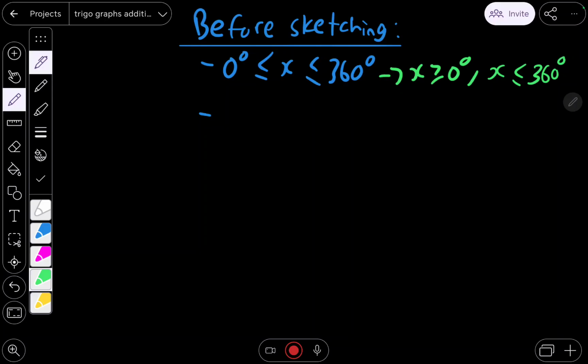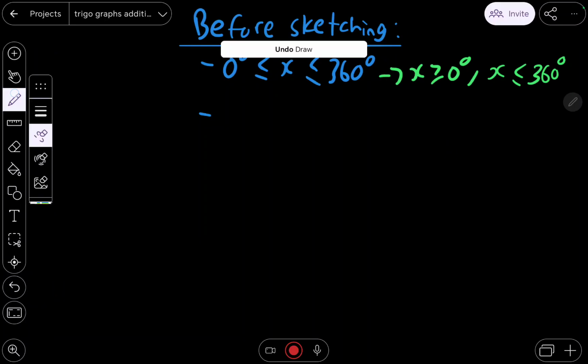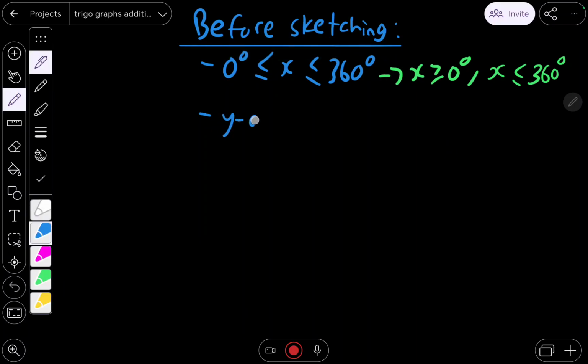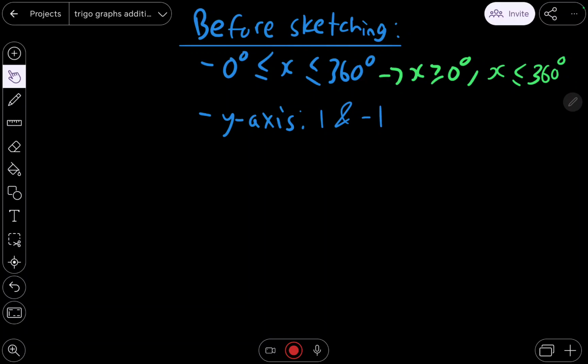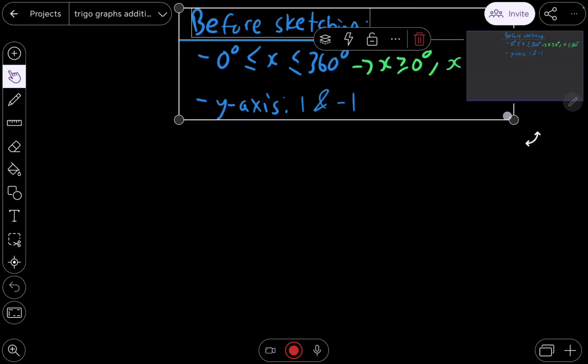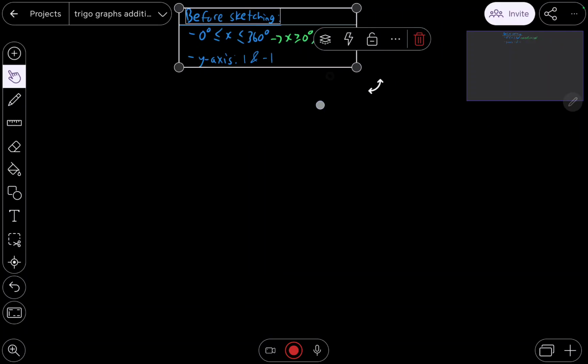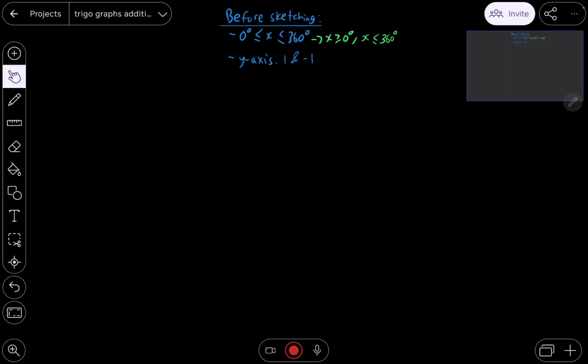Alright, and it really depends on the question, yeah? So always before sketching, you must know this. And in a general trigo graph, you know that for your y-axis values, they are usually 1 and negative 1. Okay, so what do I mean by this? I will show you later on. But before that, let's make this smaller. Okay, so we shall put it like this here, yeah?